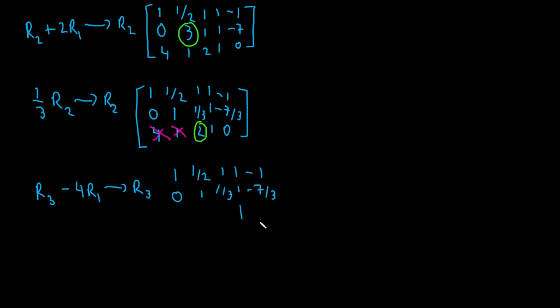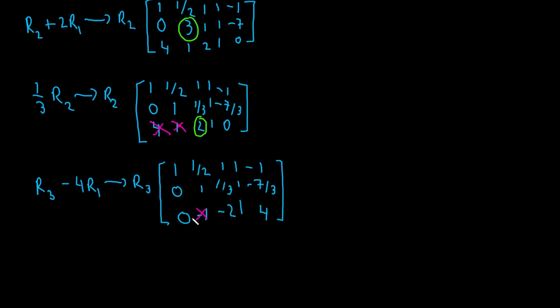Now, the third row is what will change. 4 minus 4 is 0. 1 minus 4 over 2, that's minus 1, because that's 1 minus 2. 2 minus 4 is minus 2. And 0 plus 4 is positive 4. Okay, so we've eliminated the first non-zero term. Now we need to eliminate the second non-zero term.